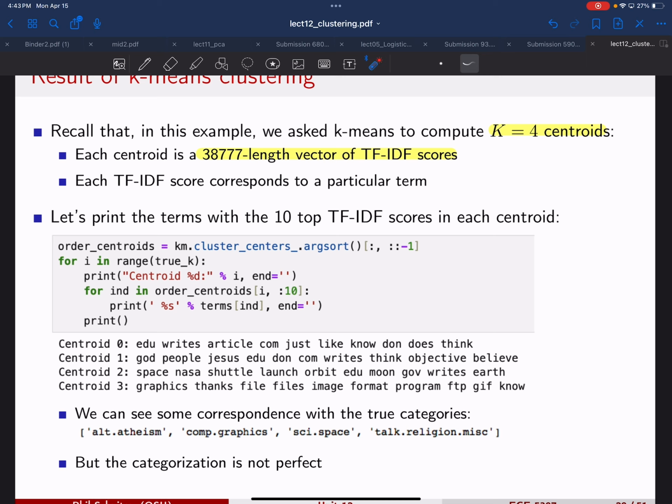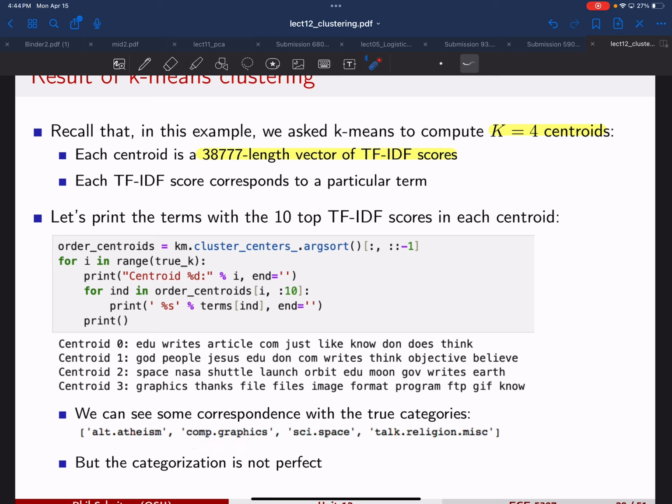So it seems like at least this one is very space-like. This last one looks like a pretty good match to computer graphics. The first two, definitely this one has some religious terms in it. This one, that's hard to say. Could be kind of anything. And these are our categories: we had atheism, computer graphics, space, and talk religion.